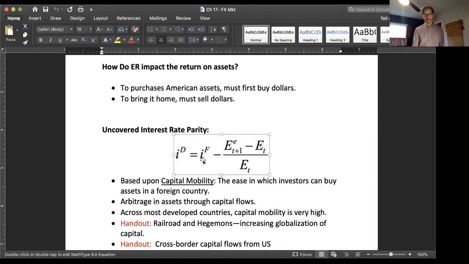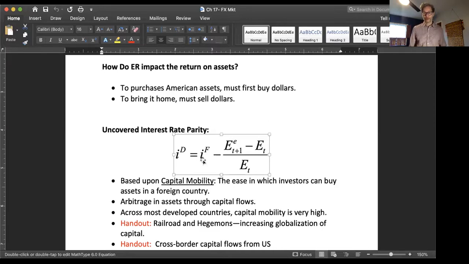This should be true as long as there's a lot of capital mobility. In other words, as long as it's easy to move capital between countries. In general, capital mobility is extremely high between rich and developed countries, right? So this actually turns out to be a very, very good description of the world, quite honestly.